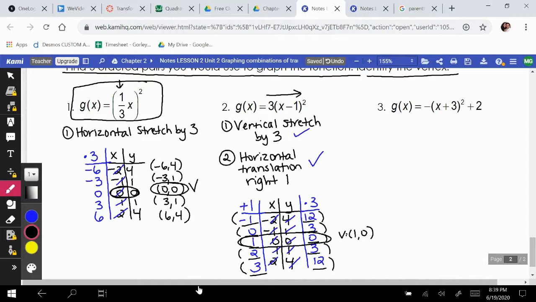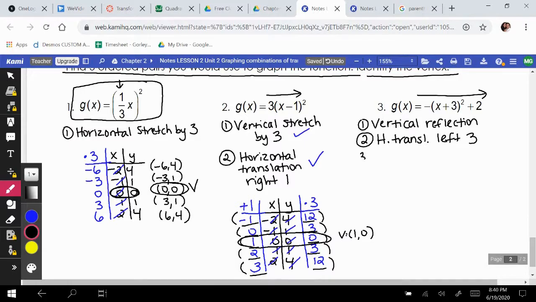Okay, and last but not least, again, working from left to right, I first see a vertical reflection in the x-axis. Then I see a shift. I'm going to put horizontal translation, I'm just abbreviating, left 3. And then I see a vertical translation, up 2.